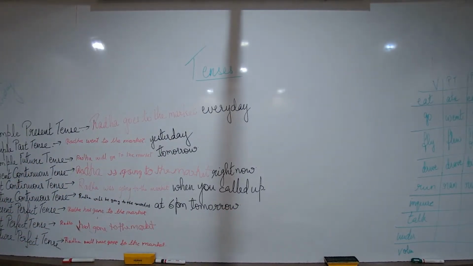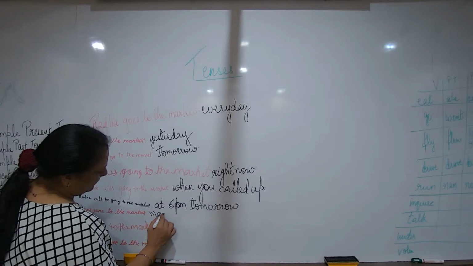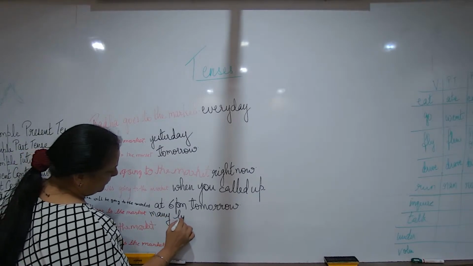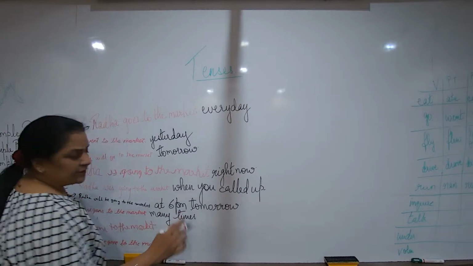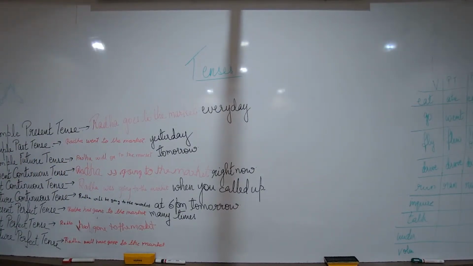Present perfect tense. Radha has gone to the market many times in her life. When you have done something repeatedly, you are using the present perfect tense. It is an action that has been done many times, perhaps will be repeated many times. Radha has gone to the market many times in her life. Or 6 times in her life, like she has been to London 6 times in her life, like that.